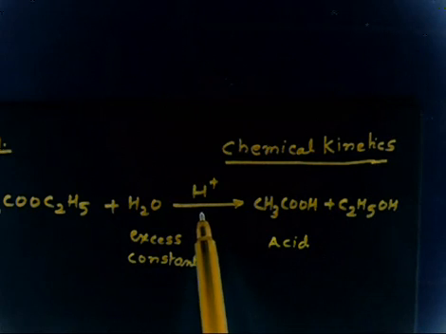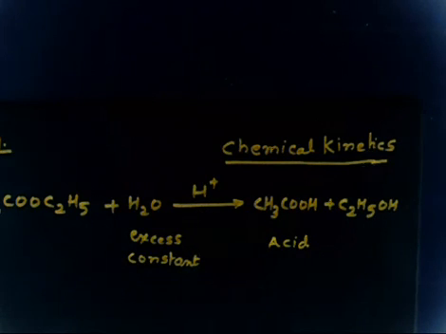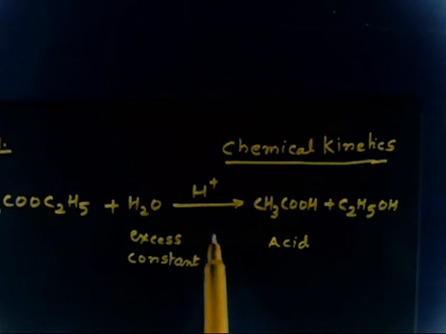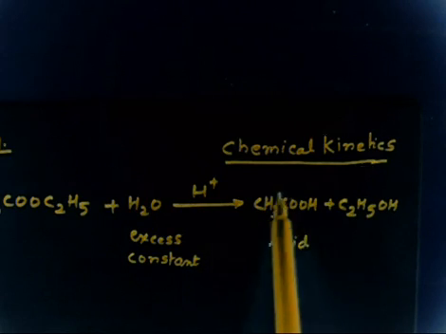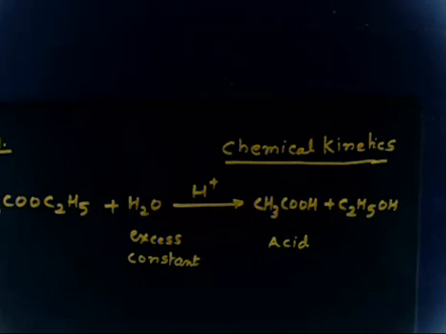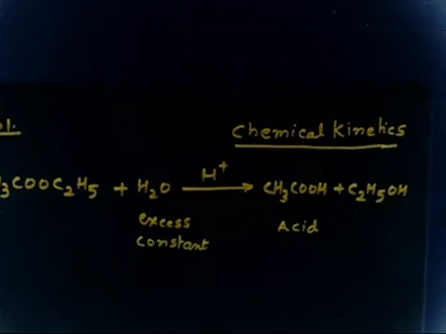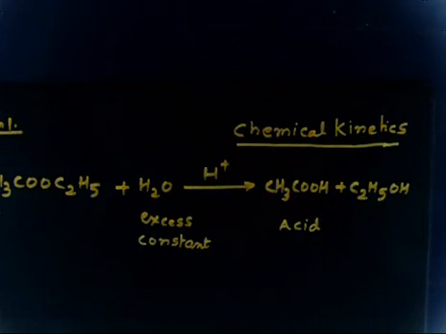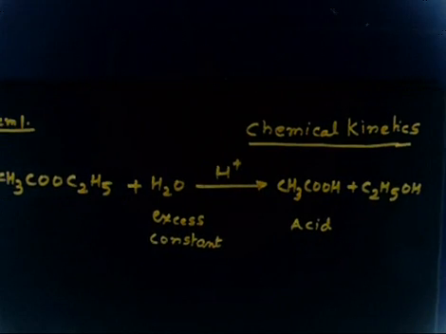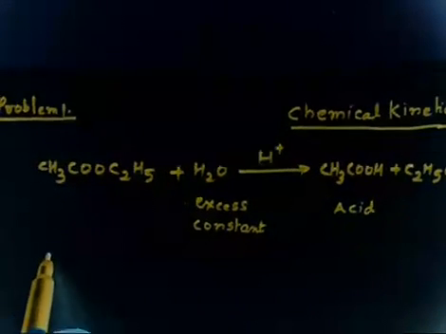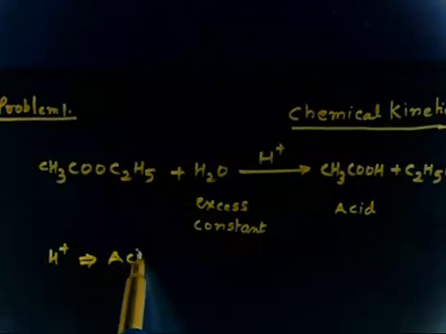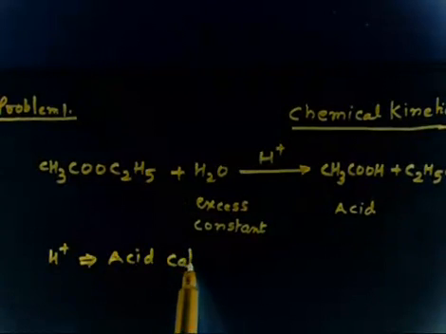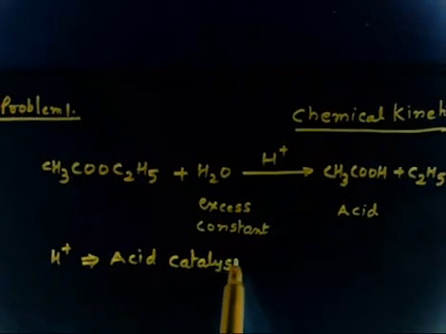Now this acid H plus is used as a catalyst. So you see in this reaction I can say H plus is used as a catalyst, and CH3COOH, acetic acid, gets generated during the reaction. So let me write, I can again write the same thing. H plus is used as an acid catalyst. So this is the acid catalyst.